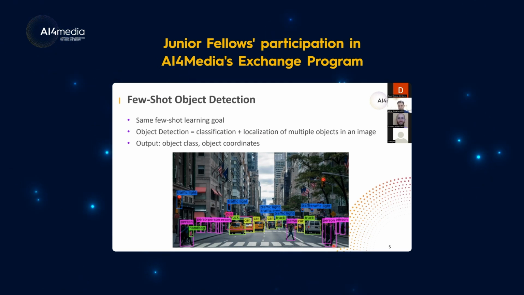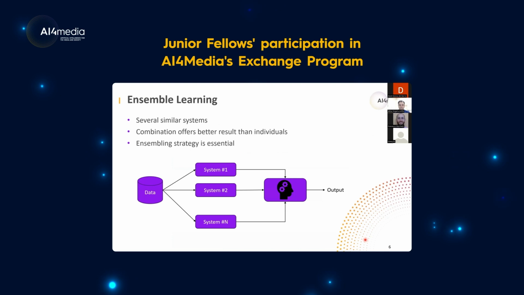The output of such a system consists of 2 characteristics. We have the object class, which you can see here as a label, and also the object coordinates expressed as the bounding box surrounding each object individually on the image. Now, the third part of this entire approach, the ensemble learning.